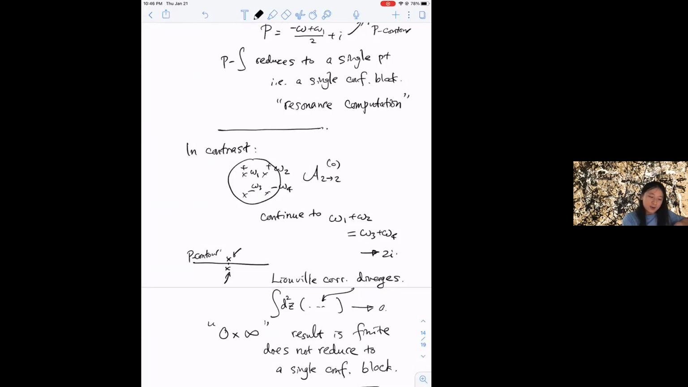Why is it finite? It's because the divergent part of the Liouville four-point function, when you integrate against the cross ratio, you actually get zero, if you regularize the z integral. So it's a funny zero times infinity issue. You have an integrand, the moduli space integrand, which is the Liouville four-point function, that itself diverges. But the leading divergence somehow integrates to zero when you integrate against the cross ratio. So in this case, the result does not collapse to a single conformal block contribution. So you have to be careful. And this point was actually missed in the early literature in the 90s, which caused some confusion.